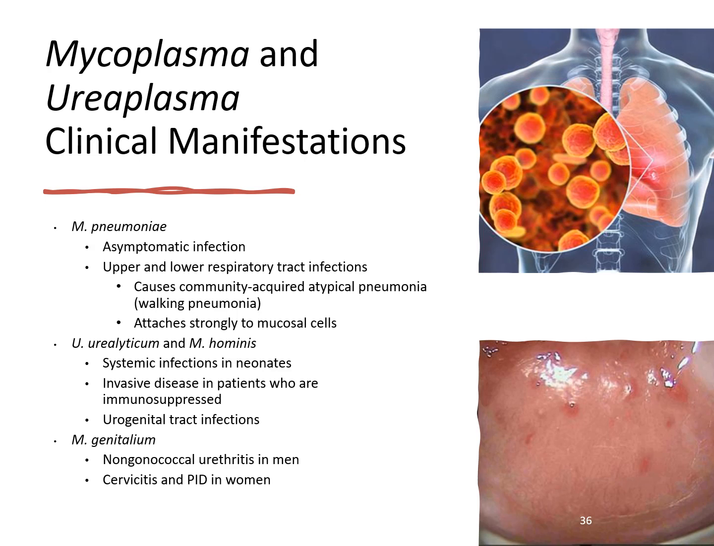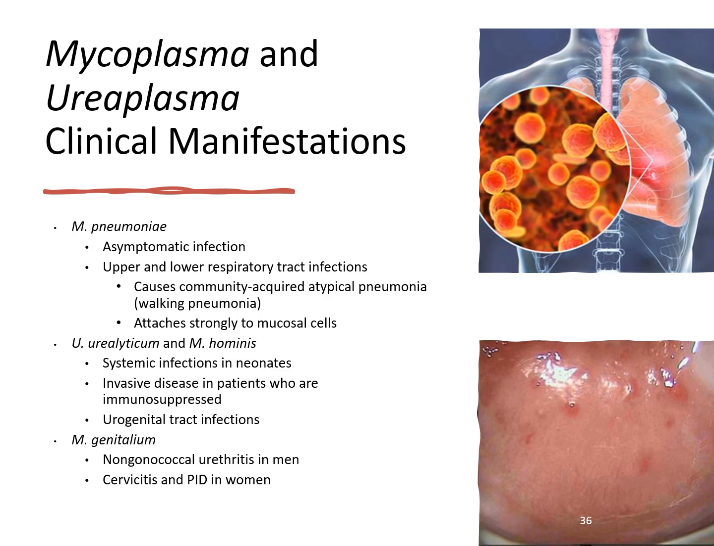Mycoplasma pneumoniae can cause infections that range from asymptomatic to more severe upper and lower respiratory tract infections. This causes community-acquired atypical pneumonia, which we also know as walking pneumonia, and it's because this organism can attach strongly to the mucosal surface cells.